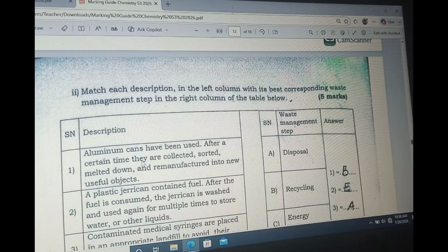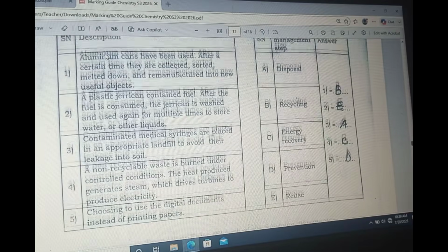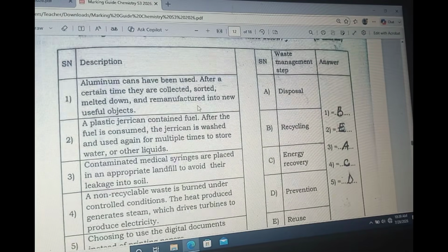(ii) Match each description in the left column with its best corresponding waste management stage in the right column of the table below. We have description and waste management. First, aluminium cans that have been used for a certain time are collected, sorted, melted down, and remanufactured into new objects. This is recycle. We call it recycle.